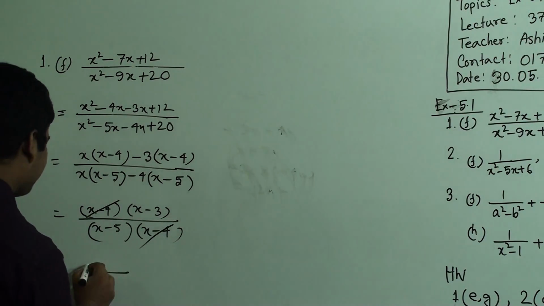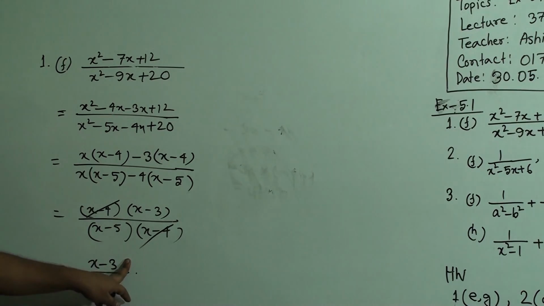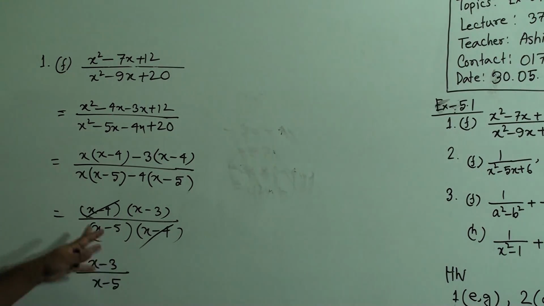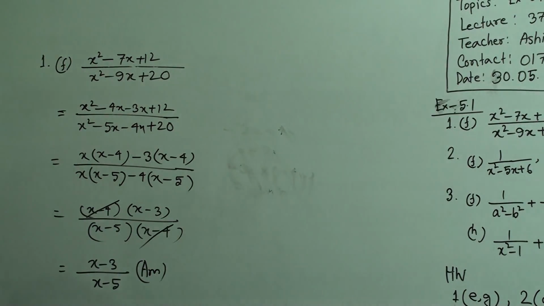Okay, x minus 3 and x minus 5. This is the lowest form. That means we can't reduce this expression any further. It is the lowest form. So x minus 3 divided by x minus 5 is the lowest form of this given expression. I hope you have understood. This is the answer. Okay, so f number done.